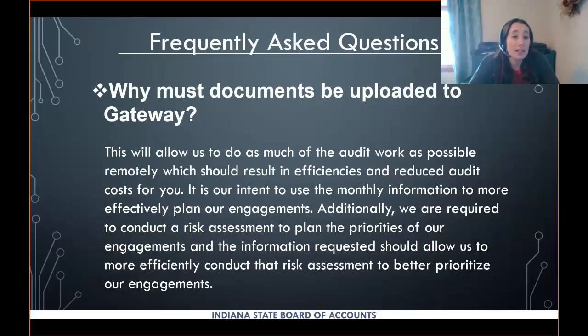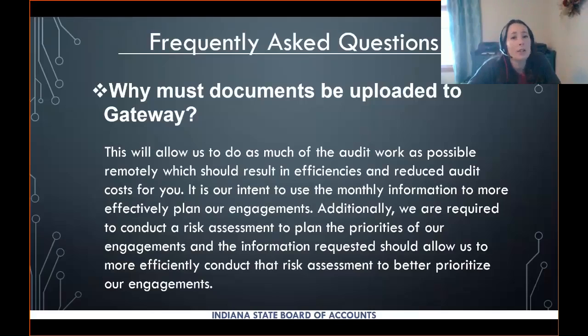But if you are not submitting these, or we're finding out there's nothing on there, that would make you a little more risky too. Why aren't your documents uploaded? So it's really important that you get them in there and get them in there timely.